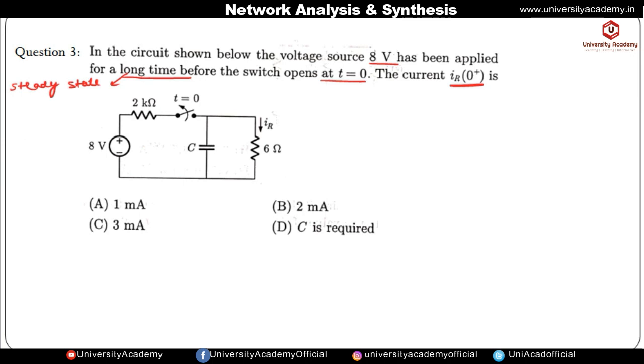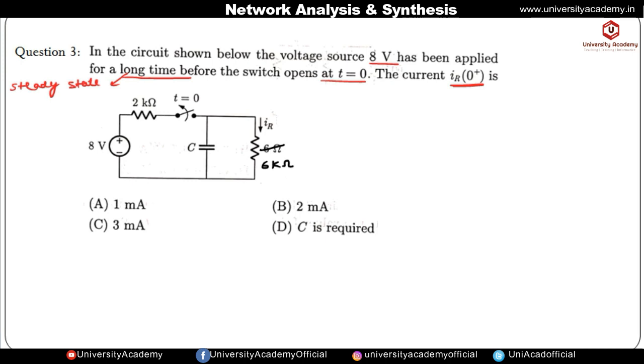A correction: the value of this resistance is not 6 ohm, it is 6 kilo ohm. So make it correct, this is 6 kilo ohm resistance. Now we have to find the current flowing through this 6 kilo ohm resistance at the t equal to 0 positive instant.